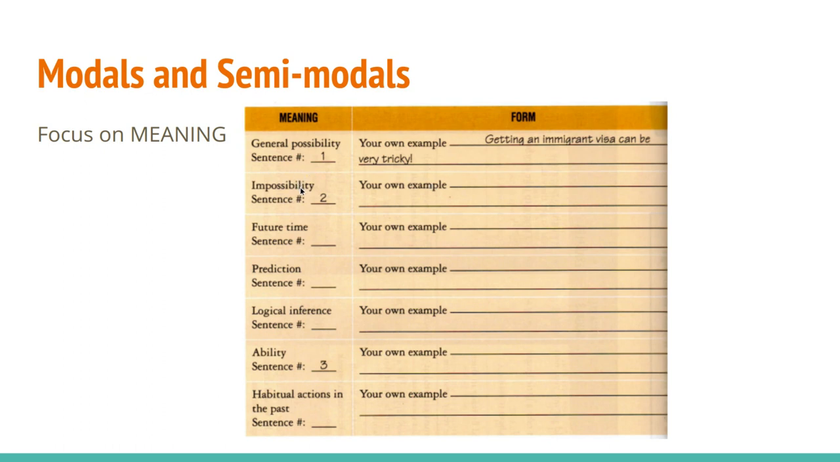Then, if you go to the examples, sentence number two says it can be quite rainy this time of the year. Sorry, that is sentence number one. This is your own example. So I don't remember sentence number two, but go check it. Evidently, it means impossibility. And then try to give your own example.